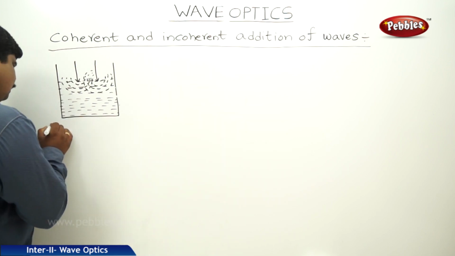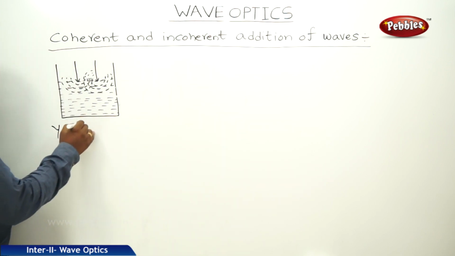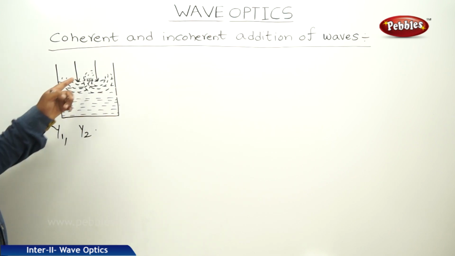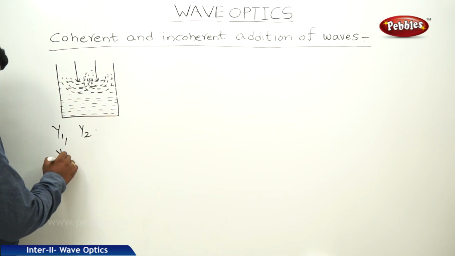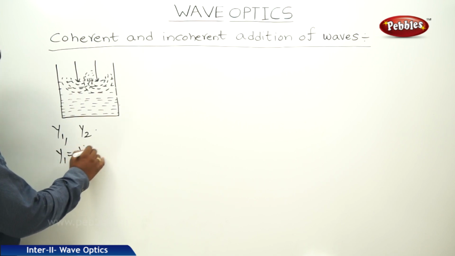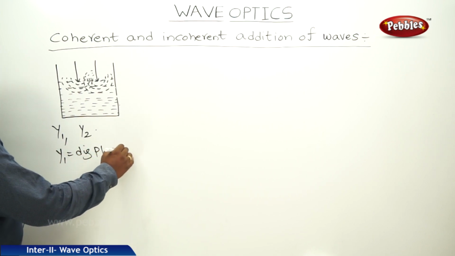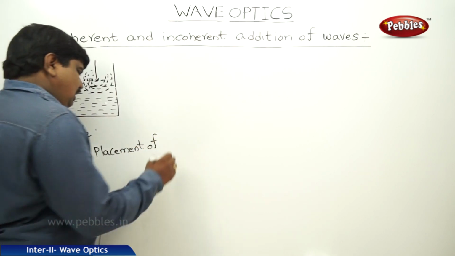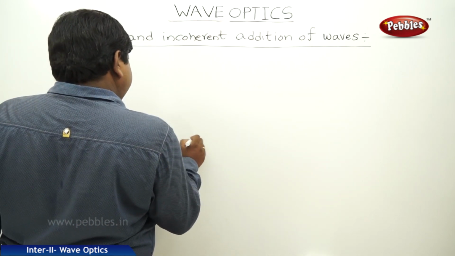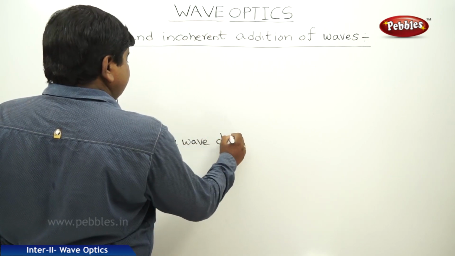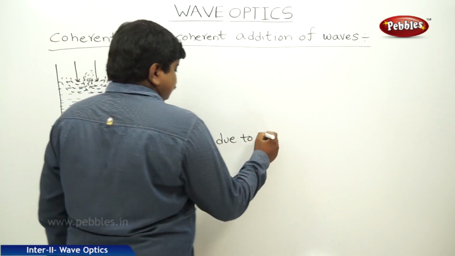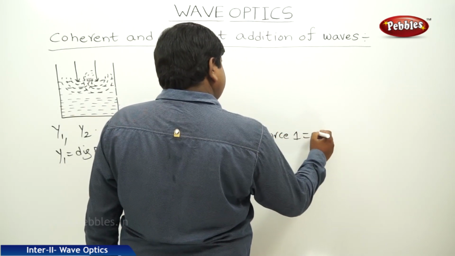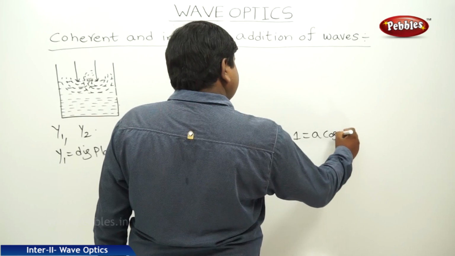So the sources are said to give y1 and y2. The displacement of the wave due to source 1, y1, is said to be A cos omega t.